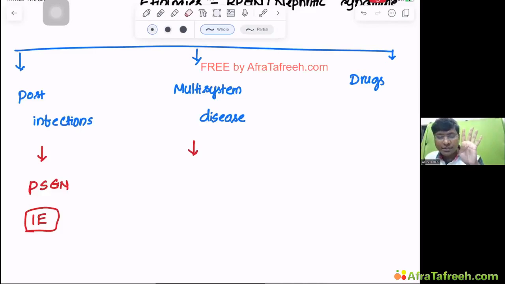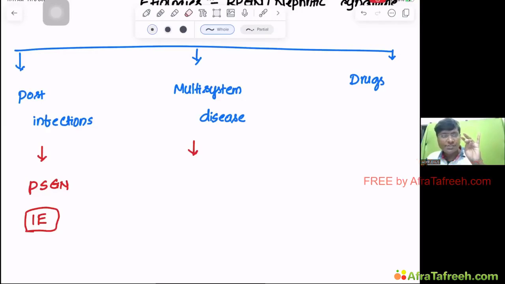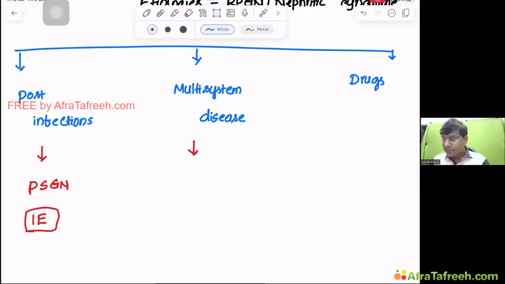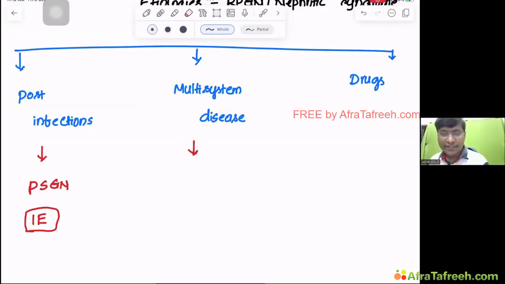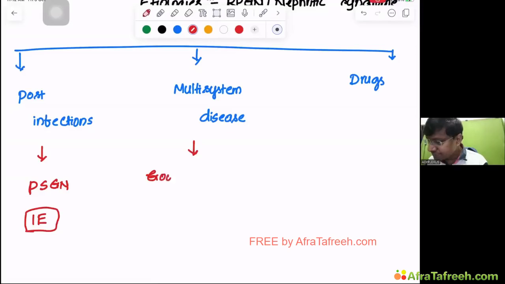I'll just repeat again. One is TOF, that is tetralogy of Fallot. Second, truncus arteriosus. Third, transposition of the great arteries. Fourth, total anomalous pulmonary venous connections. Fifth, tricuspid atresia. These 5 are cyanotic congenital heart diseases where you can have the presence of clubbing, right? Then coming to the multi-system diseases which cause rapidly progressive glomerulonephritis or nephritic syndrome, that will be Goodpasture syndrome.